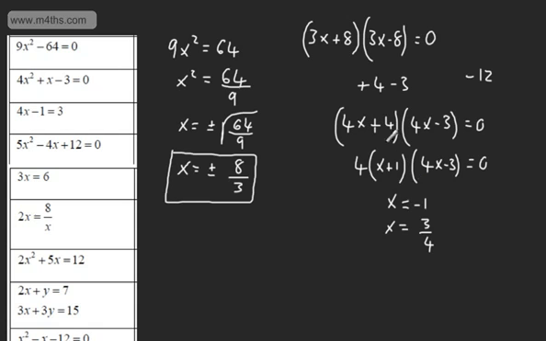So all I've done is factored it by multiplying the a term by the c term, finding the two numbers that multiply to give minus 12, and add to give positive 1, factor them, tidy this up. When we take this out, we can simply divide through by the 4, and we end up with these solutions.